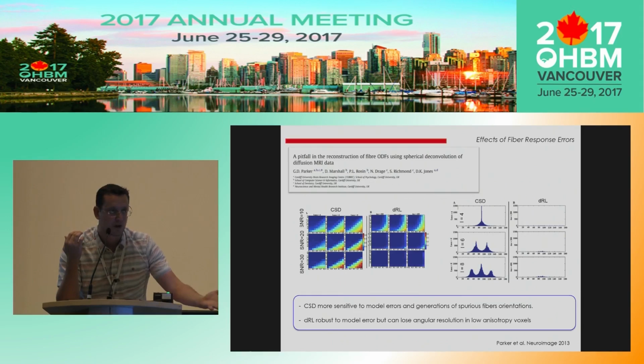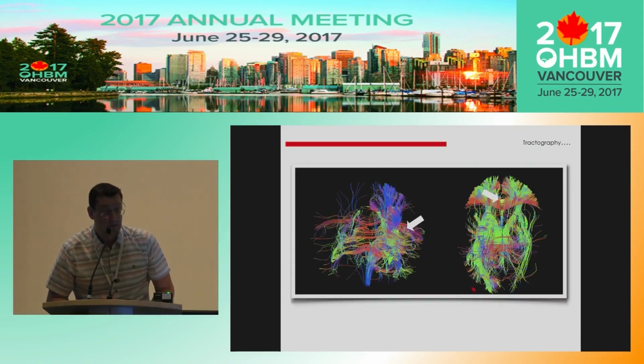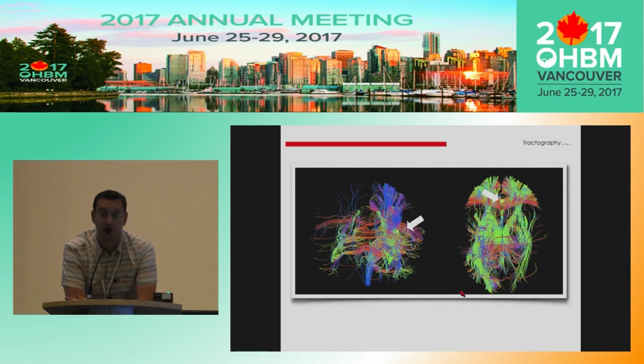Better to see more crossing, but wrong, or better to see less crossing, but more realistic? I leave it to you. I prefer the second one. That's why, because this is an example of tractography when you do multi-fiber orientation. As you can see on the left, you have a beautiful corticospinal tract. On the right, you have a beautiful genu.